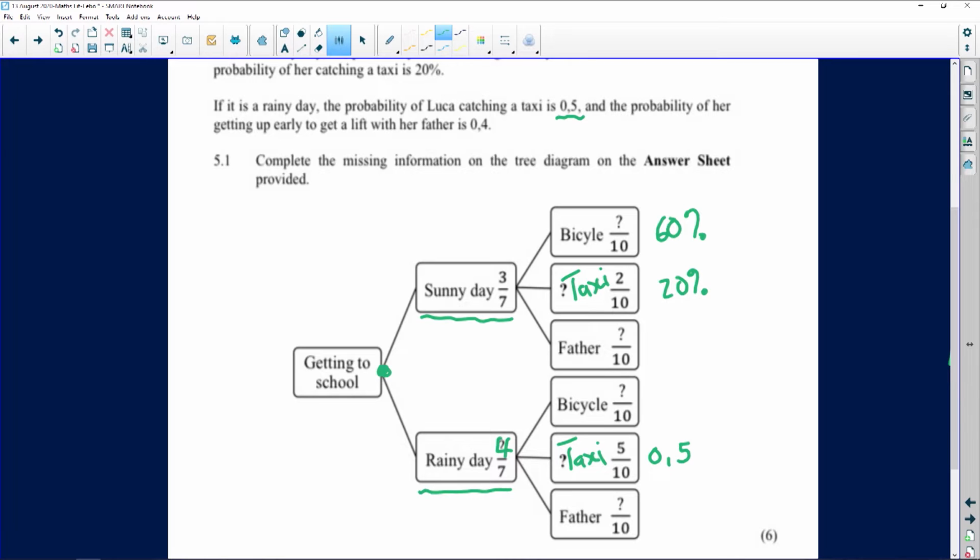Don't panic that we've been given our percentages up there and now we've been given decimals. Don't panic, it's one and the same thing. Remember I showed you how to convert the two between each other. And then it says the probability of her getting up early and catching a lift with her father is 0.4. Stunning. Now we've been given all this information and we need to go in and fill in our table. Don't panic. Let's go in and fill in. It says to us, complete the missing information on the tree diagram.